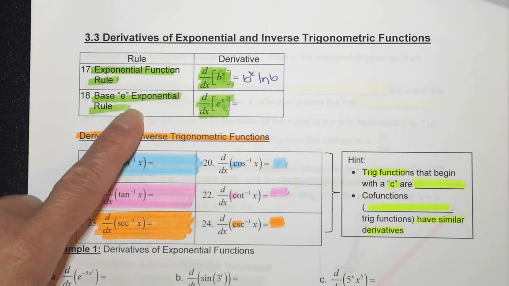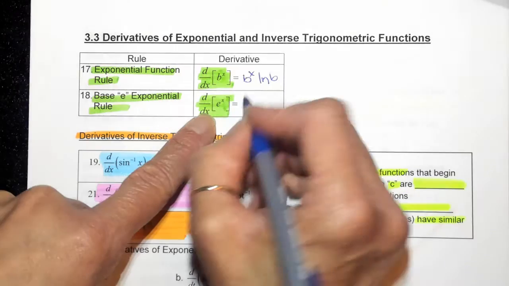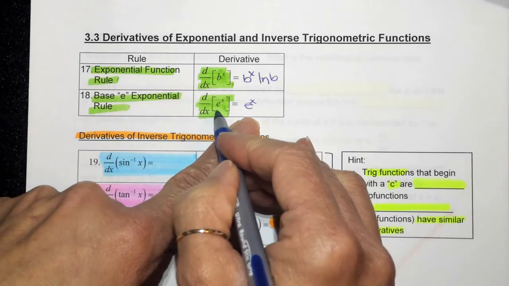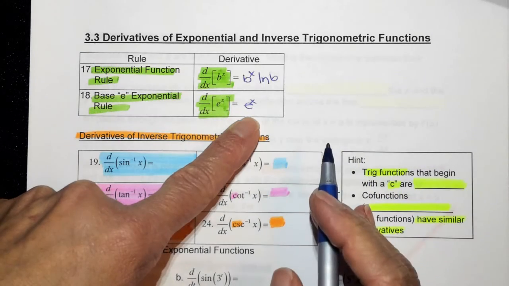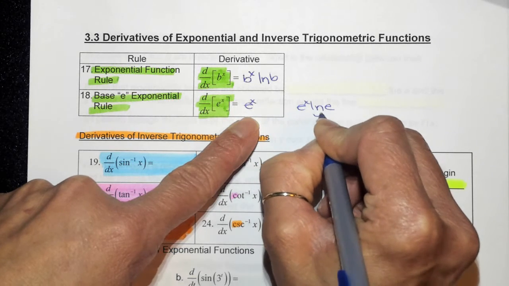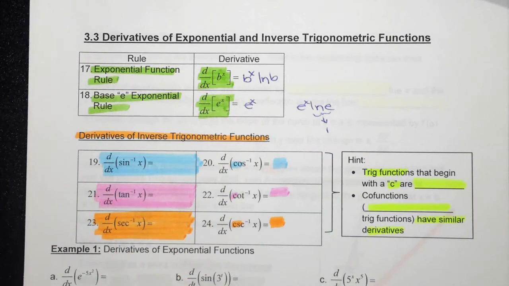And this base e exponential rule follows the same rule, meaning this would be e to the x times the natural log of e, because e is your base, but remember the natural log of e is 1. So really what it looks like is this, but this right here simplifies to 1. Okay, so we don't write that.